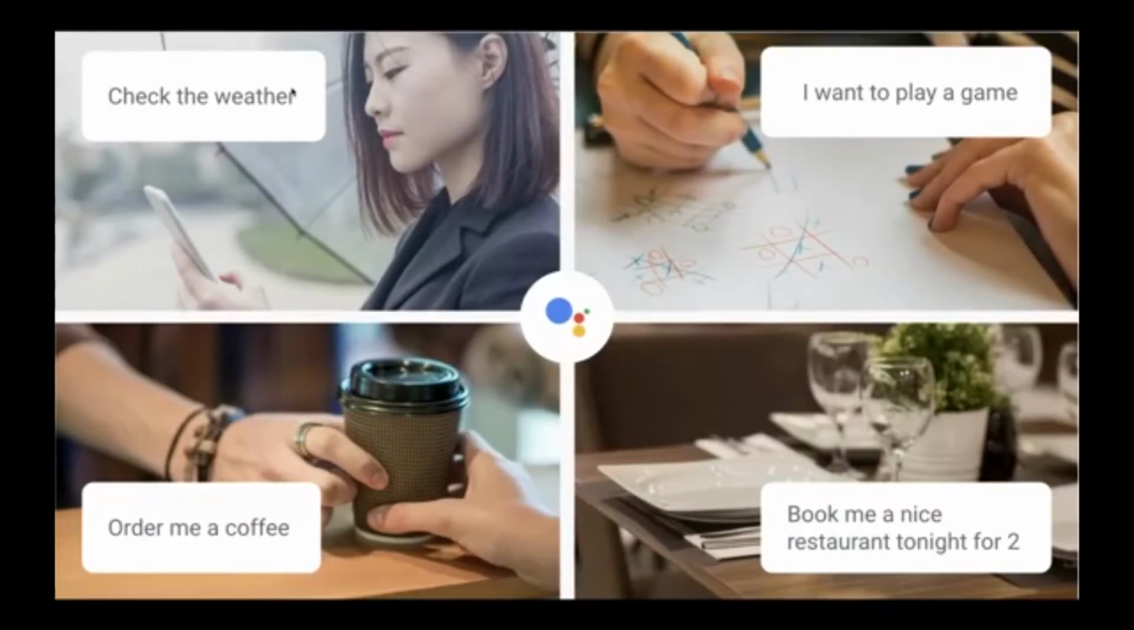Again, this is an example that shows how people are interacting with Actions on Google on Assistant. They're checking weather, playing games, ordering coffees, booking cabs, restaurants and tickets. These are all the offerings that Google Assistant has nowadays. And we can also build our own actions on top of Google Assistant to extend its functionality. We'll be exploring that later today.